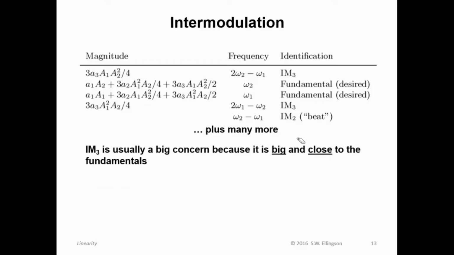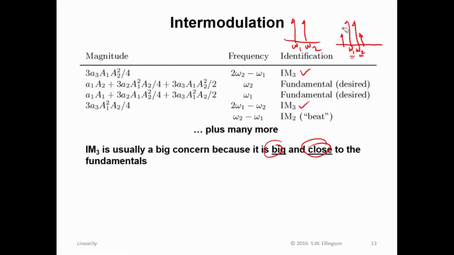Now, third order intermodulation is typically a big concern because it is both big and close to the fundamentals. What do I mean by that? Well, if we apply two input signals, one at omega 1 and one at omega 2, we see that these two third order intermodulation products appear as shown here. Here's omega 1, here's omega 2, and then the two third order intermodulation products will appear an equal distance on either side of those two fundamentals.